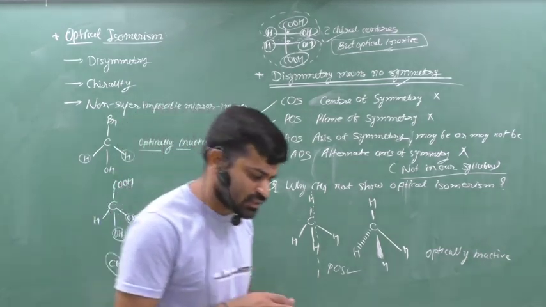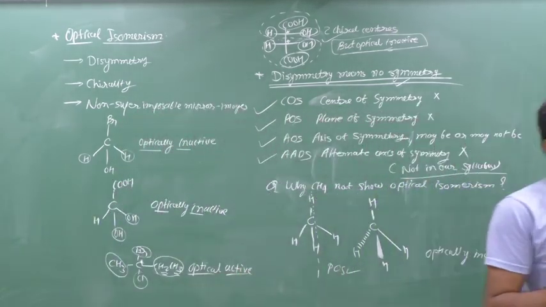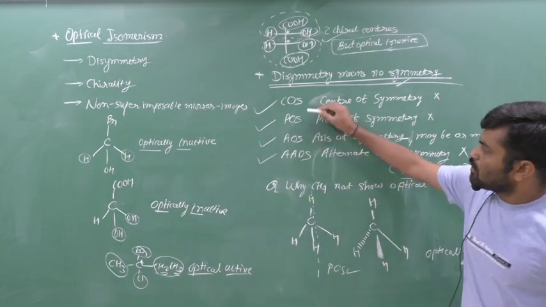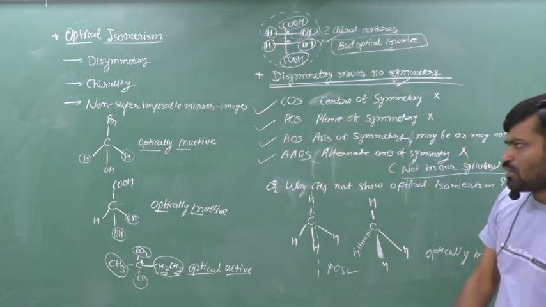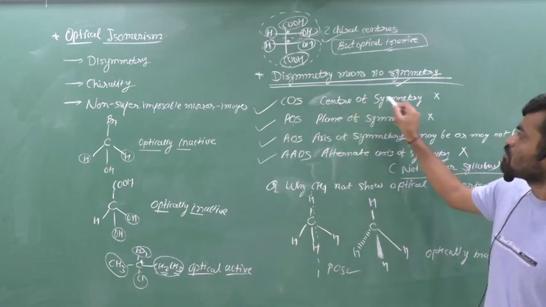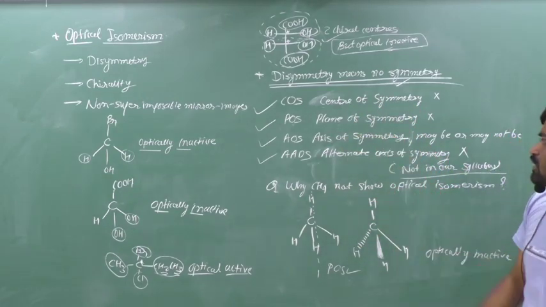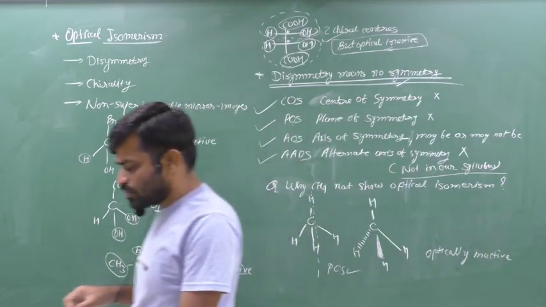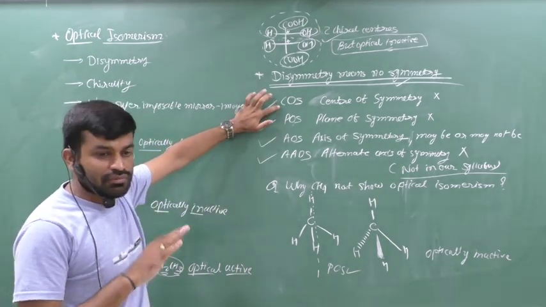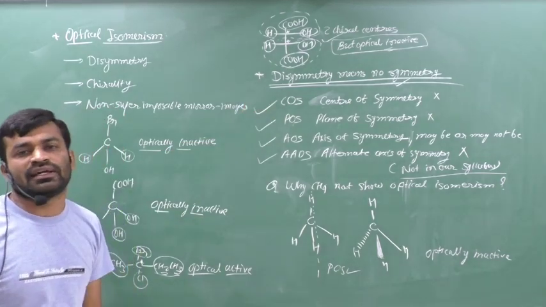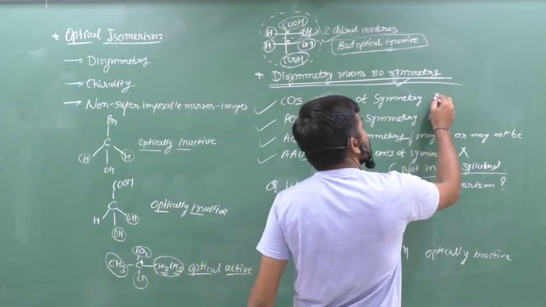What is the meaning of disymmetry? Disymmetry means no symmetry. First symmetry is COS, second one is POS, then AOS and AAOS, but the last one is not in our syllabus. Clear? Center of symmetry, plane of symmetry, axis of symmetry and alternate axis of symmetry. If any compound has COS, then this compound does not become optically active.